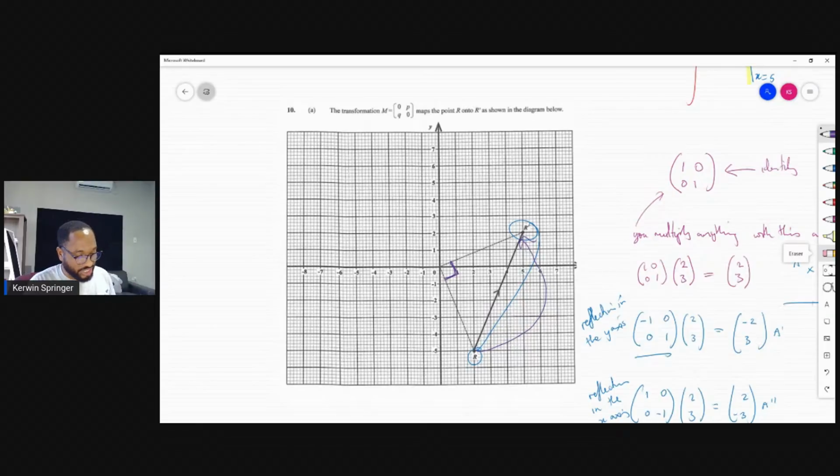So rotation 90 degrees anti-clockwise, that is 0, -1, 1, 0. That's a rotation 90 degrees anti-clockwise. So you'd be able to figure this out even without doing the working. Will you catch that?